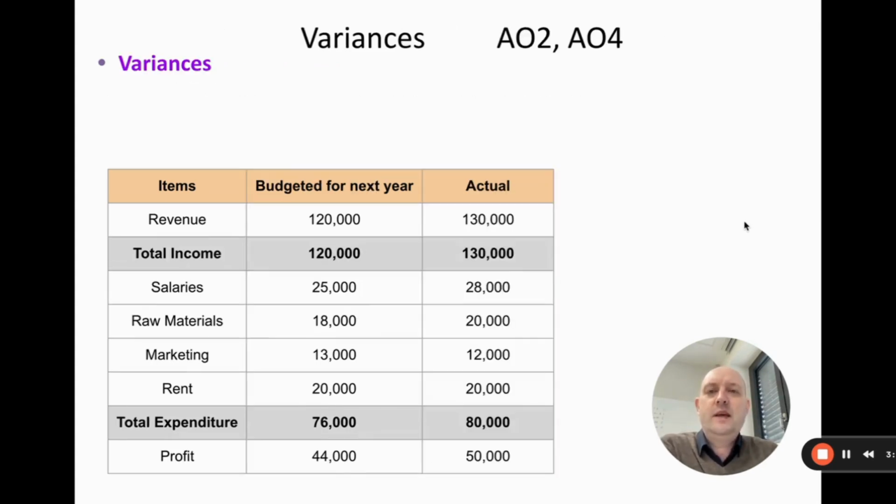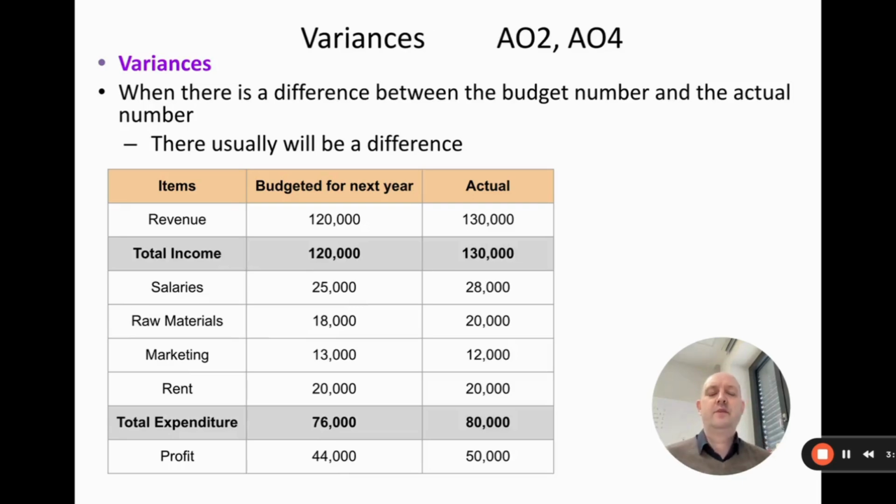What we can do next is we can look at something called variances. So variances are when we look at the difference between the budgeted number and the actual number. So let's just go through exactly what those mean. The budgeted number for next year, this is the number before the year starts.